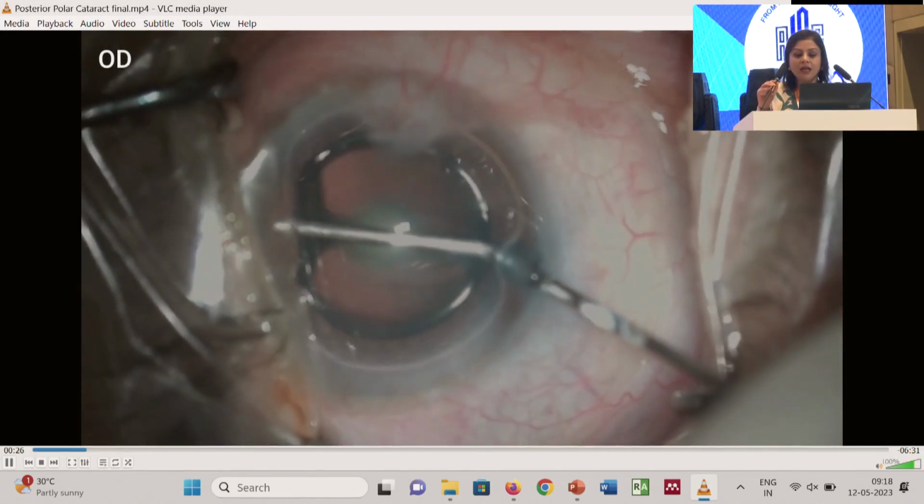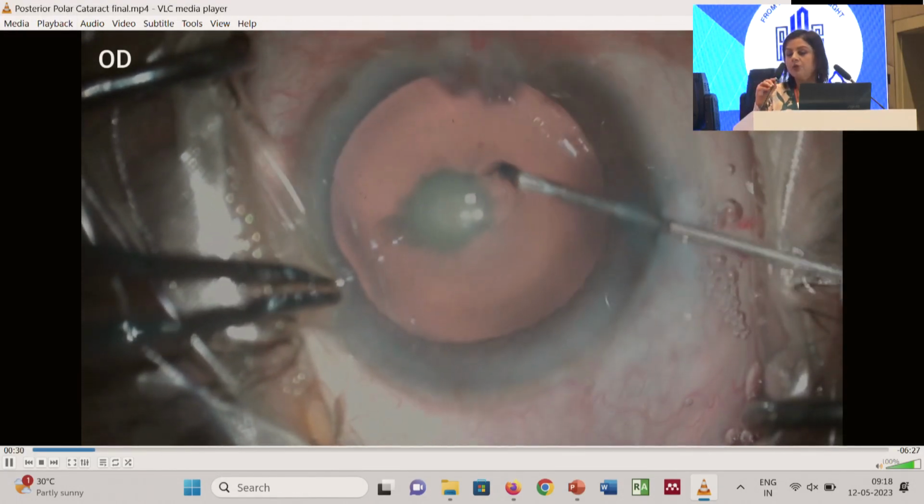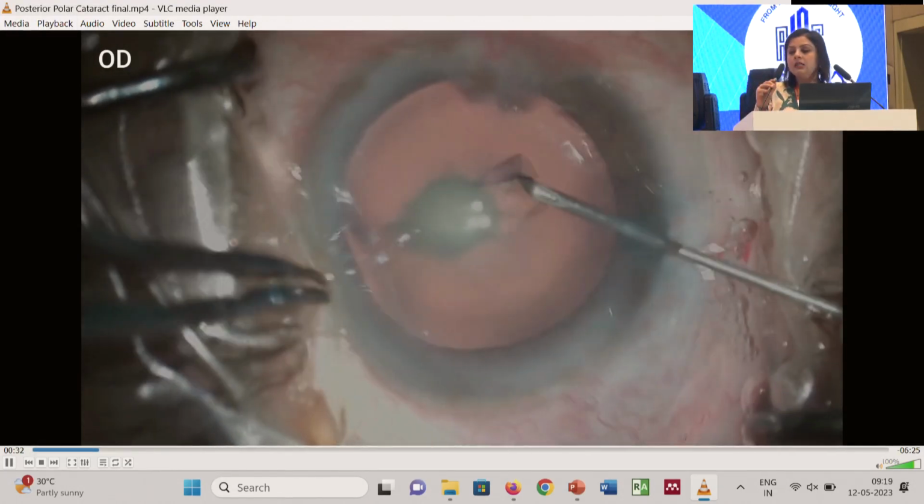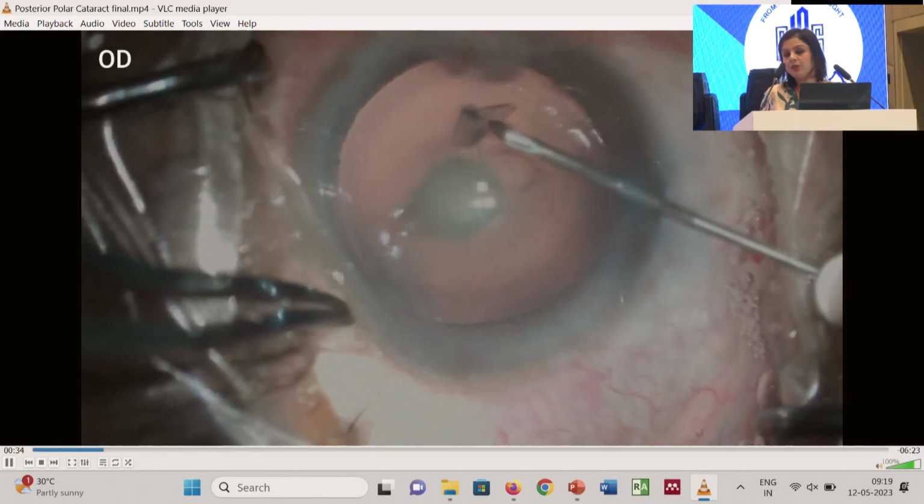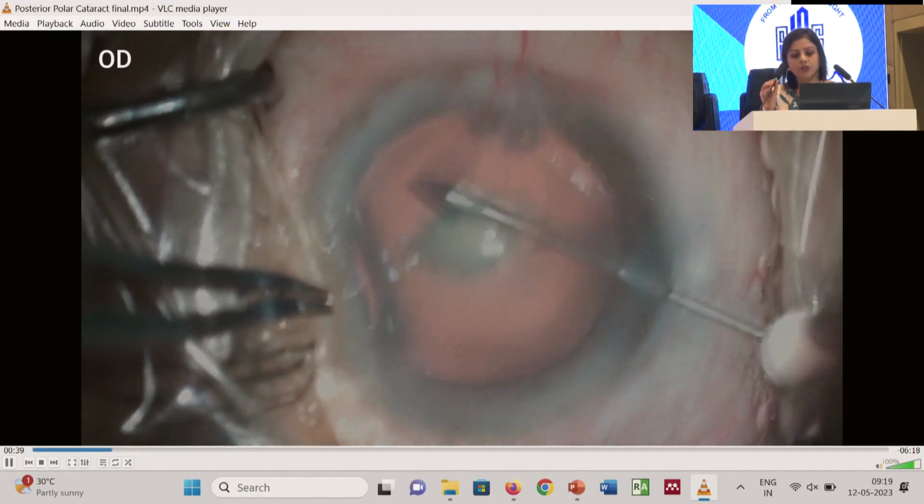And the astigmatism is less than 1 diopter, and that's the reason why we are not taking this patient up directly first for pterygium surgery. This patient wanted only visual rehabilitation, so we are not addressing the pterygium here. We are going ahead with cataract surgery.